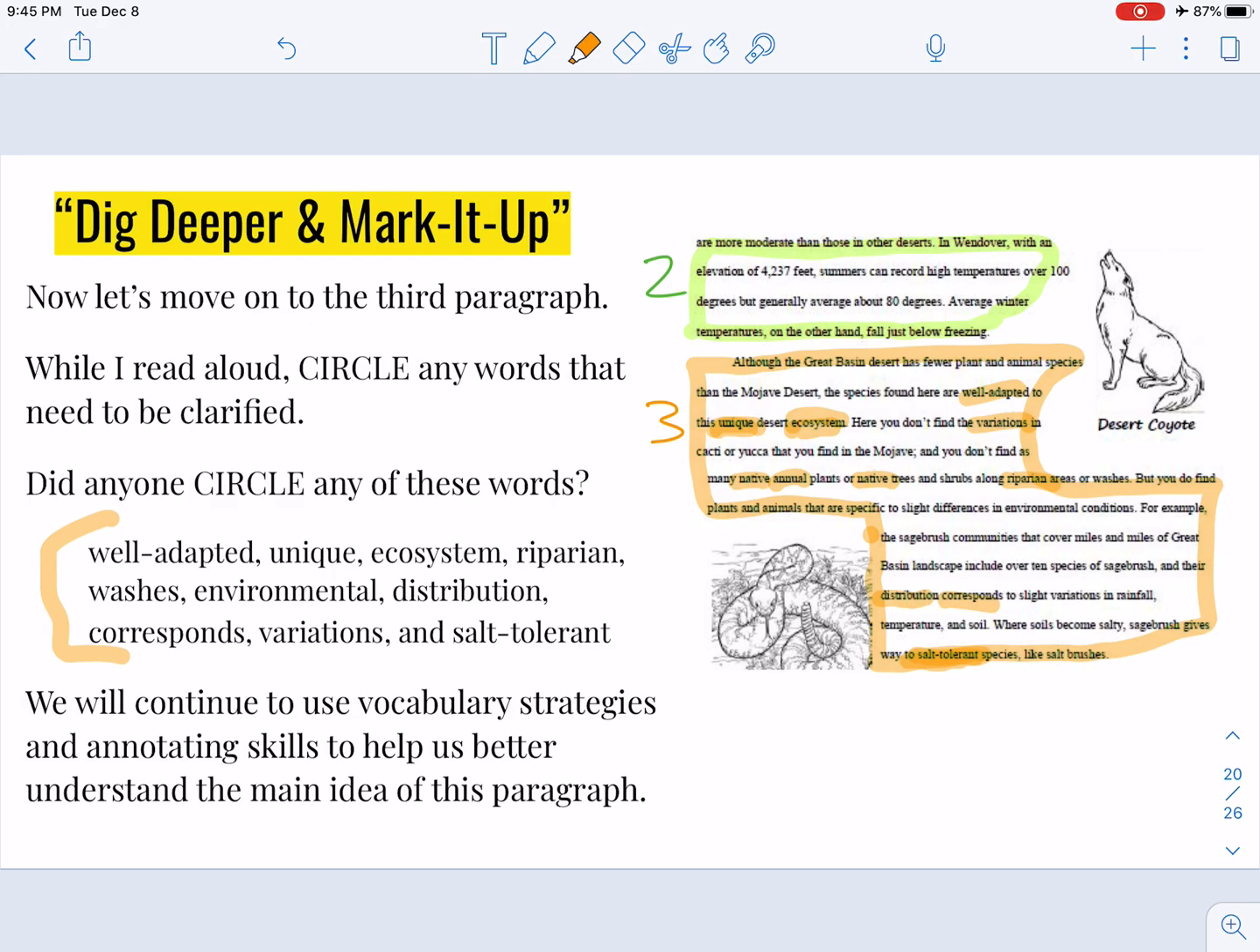When I talk about native plants or native trees, native is another word that means plants or animals that only grow there, kind of like the word endemic. A lot of the plants and animals that we have in the Great Basin are not endemic. They're not so special that they only can grow there. Because really, I mean, you can find sagebrush just about anywhere in Utah, right? So sagebrush is not endemic to the Great Basin, unfortunately. Now, what about this word? Riparian areas or washes. What does riparian mean?